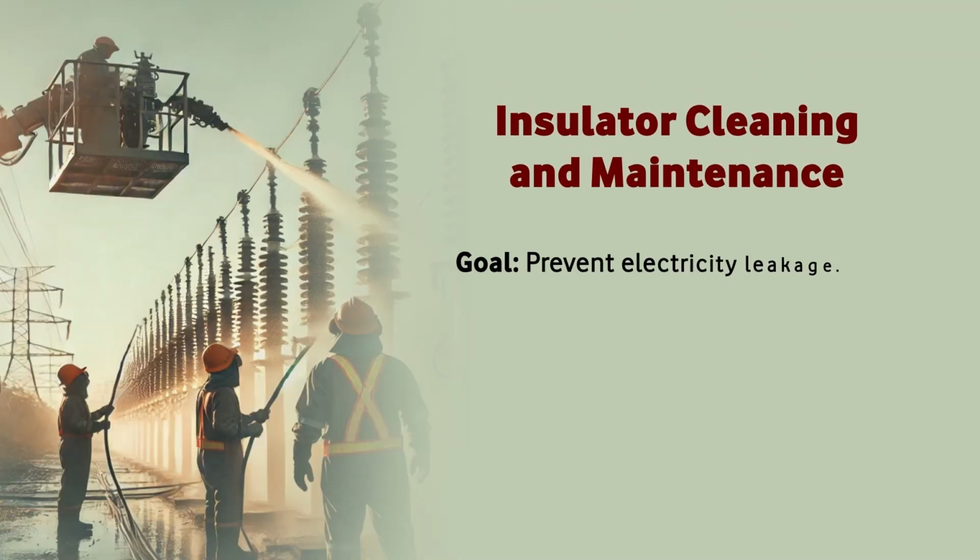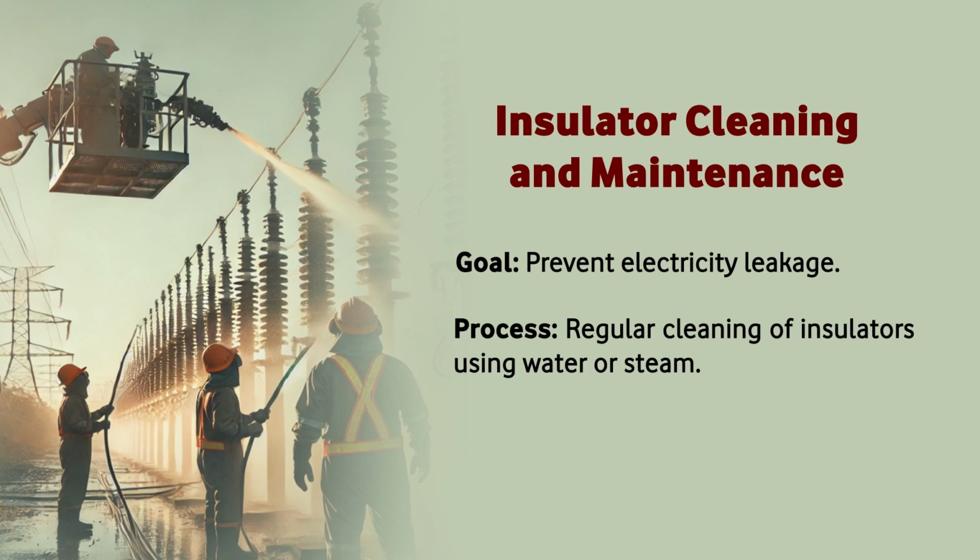Insulators are critical components that prevent electrical current from flowing to the ground through the poles and towers. Over time, they can become contaminated with dust, pollution and even salt from the sea, leading to potential failures. So, what is the procedure? First procedure is inspection. Regular visual inspections are carried out to assess the condition of insulators. Any signs of contamination, cracking or damage are noted for further action.